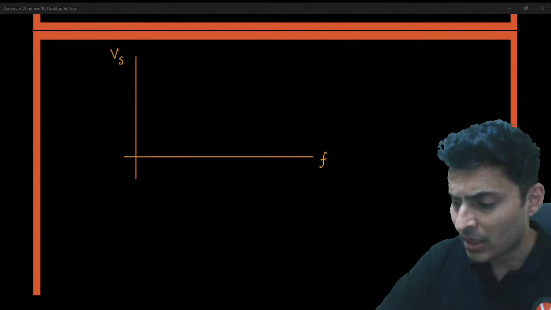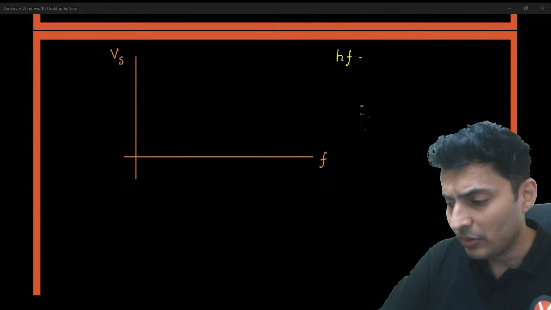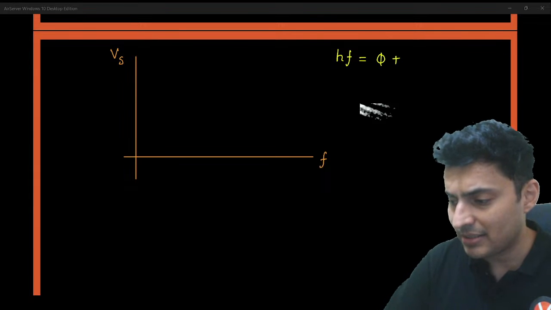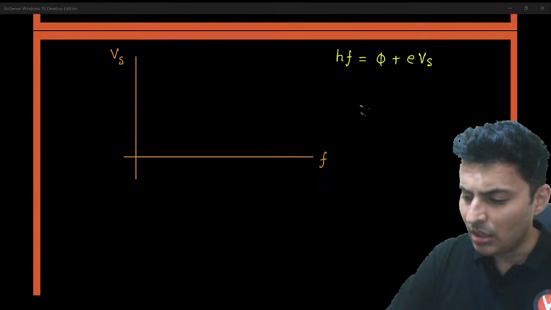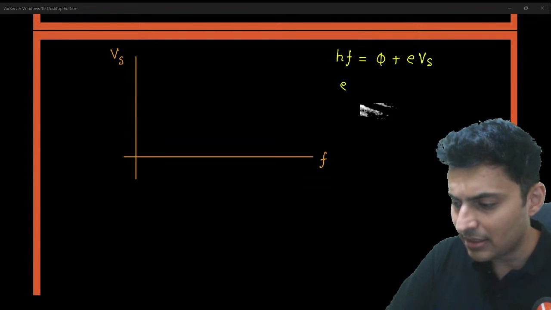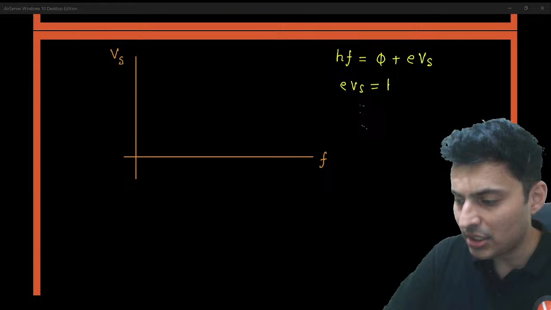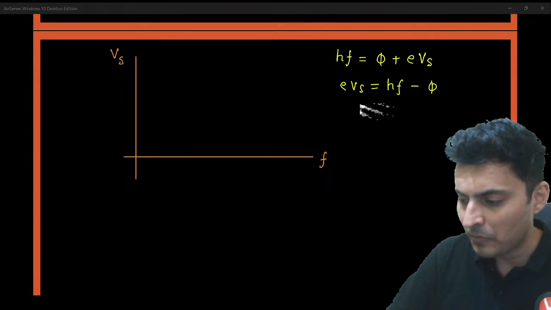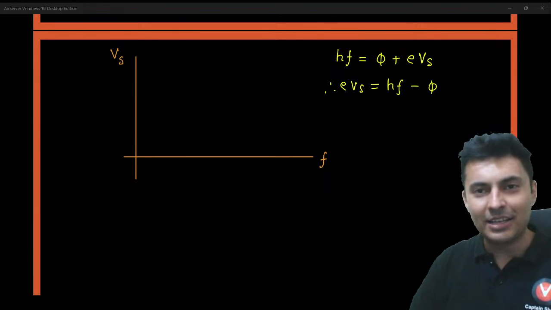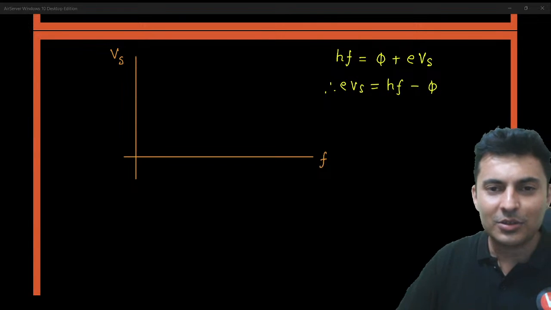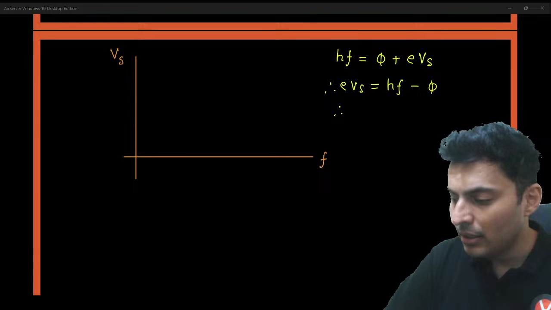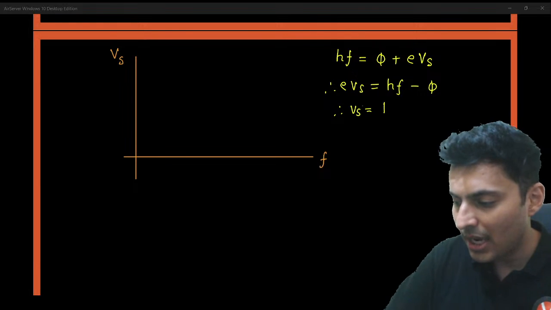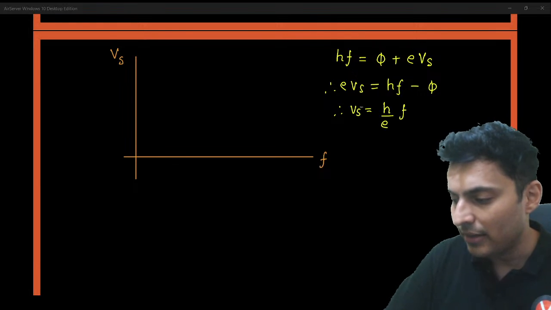Let me tell you. See, energy of the photon is work function plus maximum kinetic energy, which is eVs. Probably write it like this. eVs is hf minus phi. Okay, just shift phi to the other side, the left hand side. So that's why it will become minus phi. And then what you do, just divide by e. So Vs will be h by e into f minus phi by e.